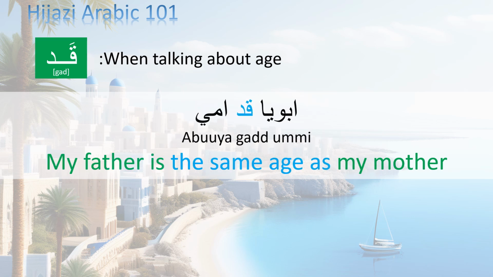أبويا قد أمي. My father is the same age as my mother. أبويا is my father and أمي is my mother.